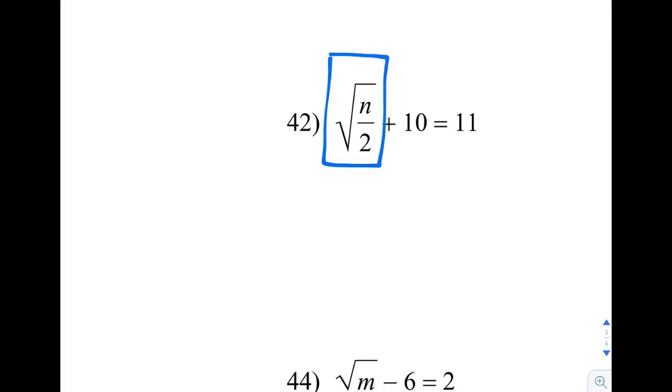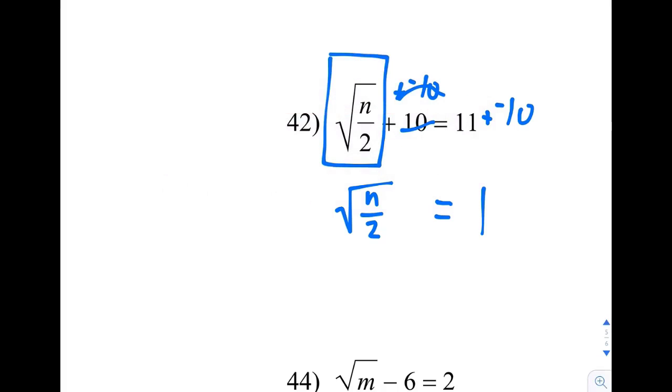So if I want to get that part that I drew a box around all by itself, I need to get rid of that plus 10. And in order to get rid of a plus 10, we need to add a negative 10. And when we do that in the equation, we always do it to both sides. So if I add a negative 10 to both sides, my left side becomes plain old square root of n over 2. I have my equal sign because positive 10 and negative 10 are going to reduce to 0. And then 11 plus negative 10 is going to be just positive 1.